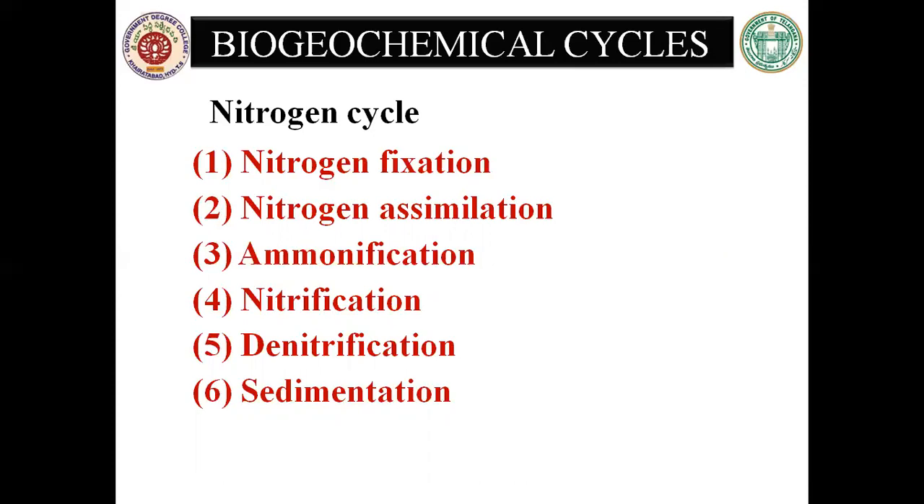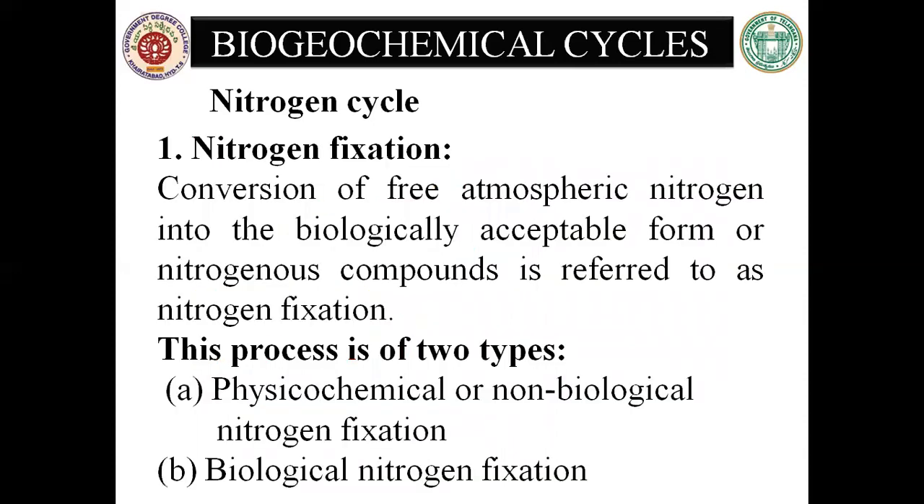Nitrogen cycle consists of the following steps. First is nitrogen fixation. Second is nitrogen assimilation, ammonification, nitrification, denitrification, sedimentation. First one is nitrogen fixation. Conversion of free atmospheric nitrogen into the biologically acceptable form or nitrogenous compounds is known as nitrogen fixation.